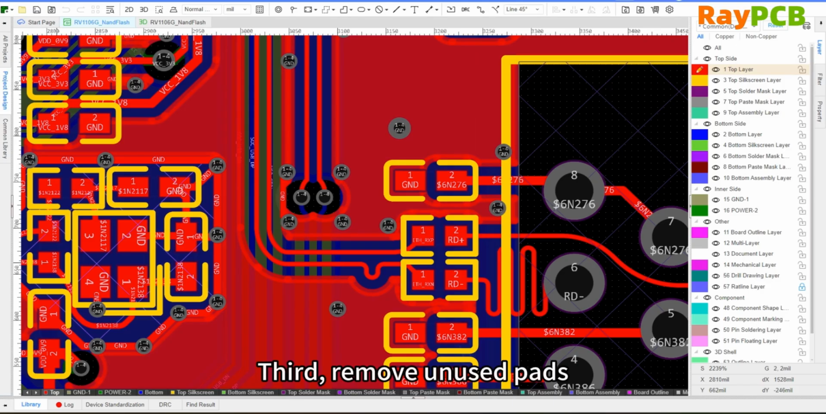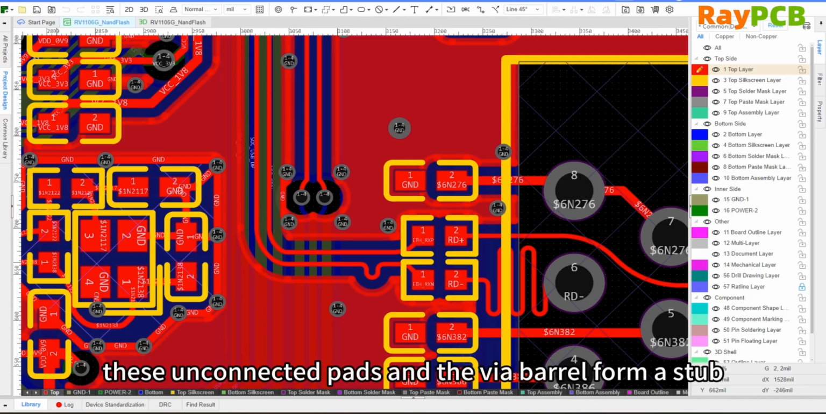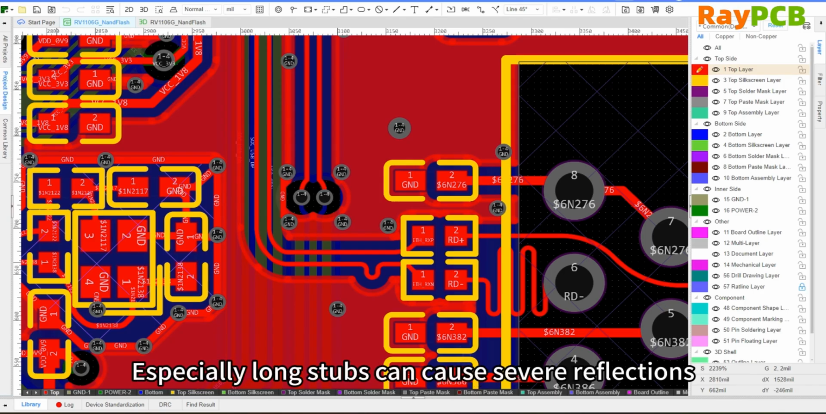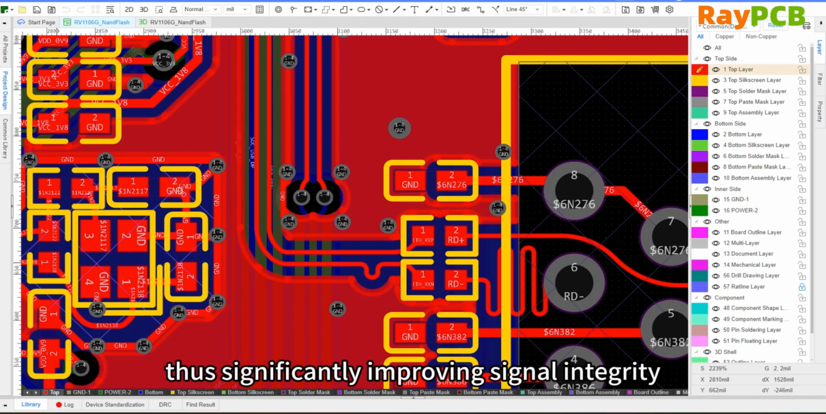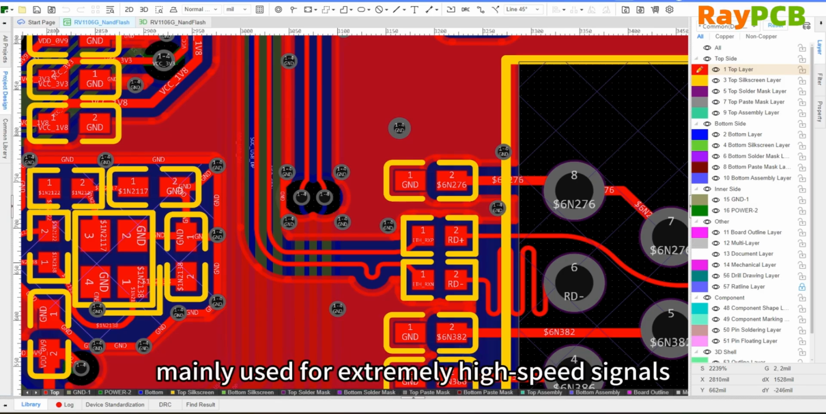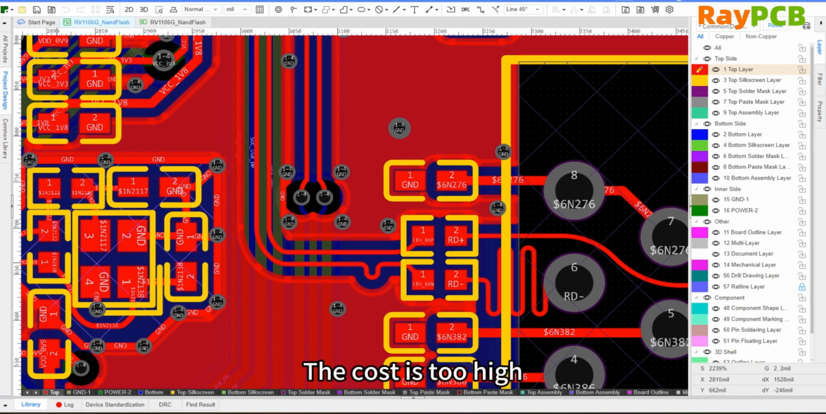Third, remove unnecessary pads. For high-speed signals, if a via passes through layers that do not need to be connected, these unconnected pads and via barrels form stubs, which introduce additional system discontinuities. Especially long stubs can cause severe reflection. Back drilling technology can remove unnecessary stubs in vias, thereby significantly improving signal integrity. This is a better method. This advanced but more expensive manufacturing process is mainly used in extremely high-speed scenarios. For example, it is only used for frequencies above 17 GHz because the cost is too high.